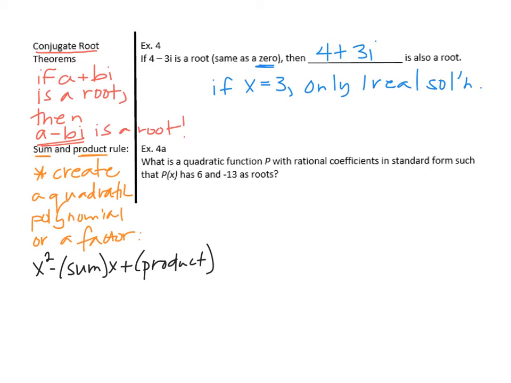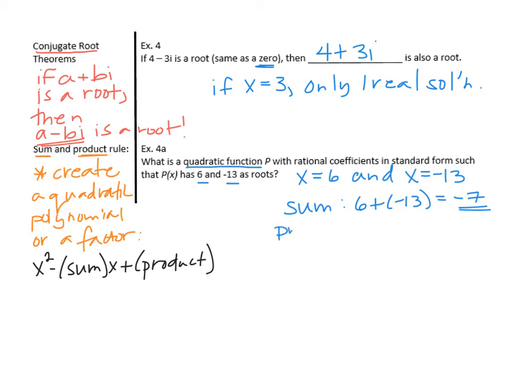Looking at the example on the right, we'll see this in progress. It says, what is a quadratic function with rational coefficients that has 6 and negative 13 as roots? What that means is x equals 6 and x equals negative 13. We have two zeros or roots for our polynomial, meaning it would be quadratic. To find their sum, it's really easy. You just add them together. 6 plus negative 13 equals negative 7.